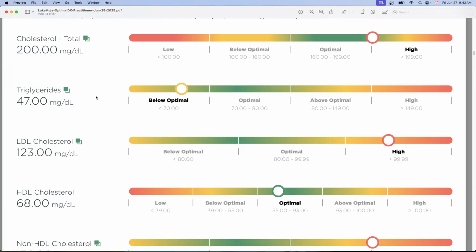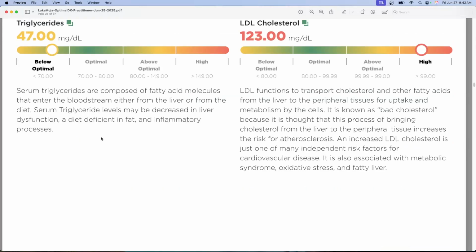Triglycerides here, you definitely don't want those too high. They consider the optimal range to be 70 to 80. If it's a little lower than that, I wouldn't be too concerned. Mine is a little low there at 47. There's a few things they talk about when triglycerides are that low. It can be a decrease in liver function, and we know I have some liver dysfunction going on based on the numbers we saw with the AST and ALT. For whatever's causing that, probably some kind of reactivated infection.